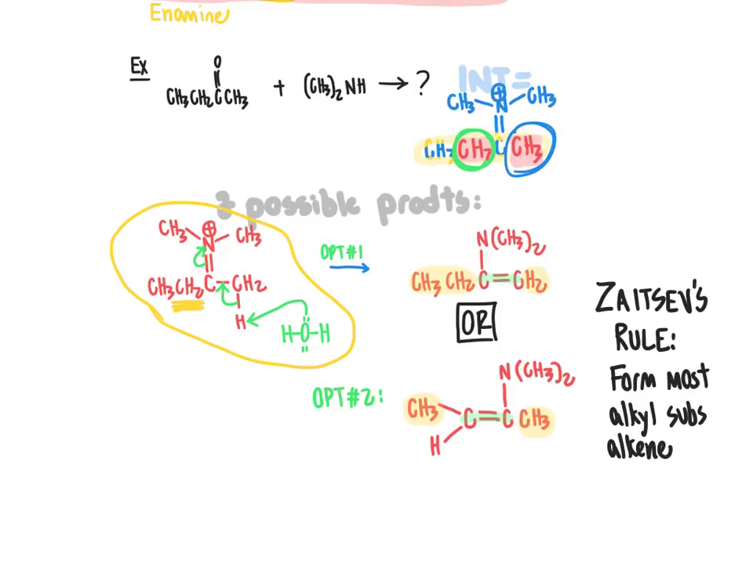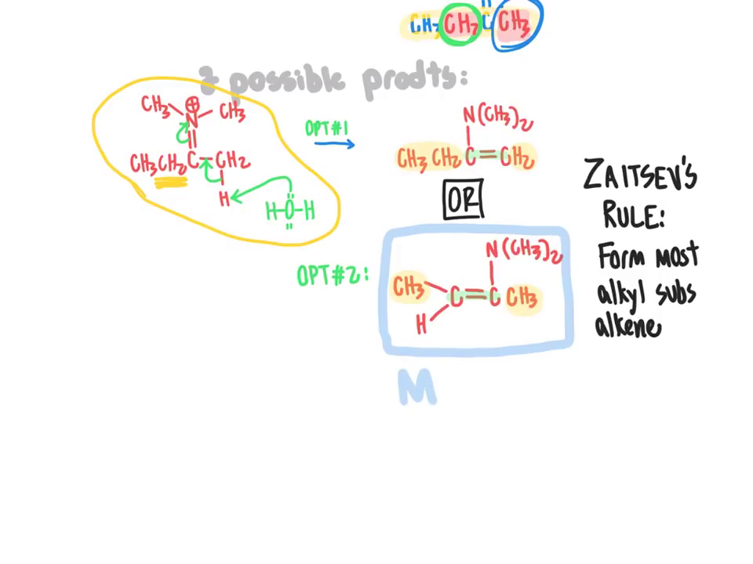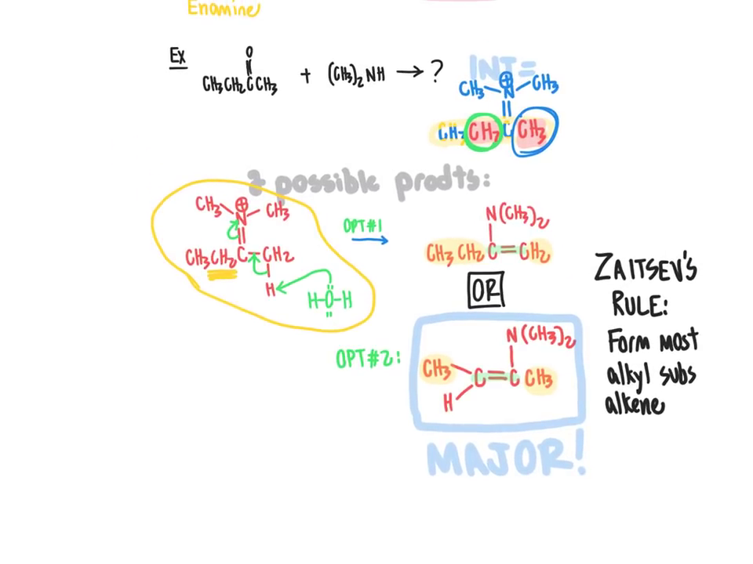So the option on bottom here is your more substituted alkene, and therefore that's going to be the major product of this reaction. So if you're asked to predict the major product of the reaction, certainly it's going to be the one on bottom here, because that is the more substituted product. So Zaitsev's rule, definitely an important thing to keep in mind here as you're thinking about products of these enamine formation reactions.